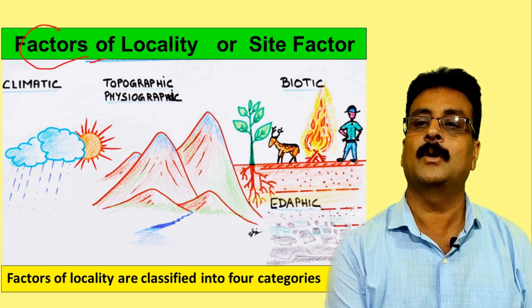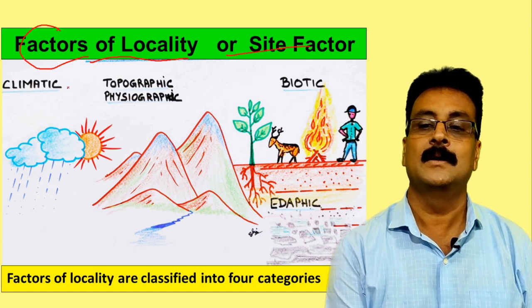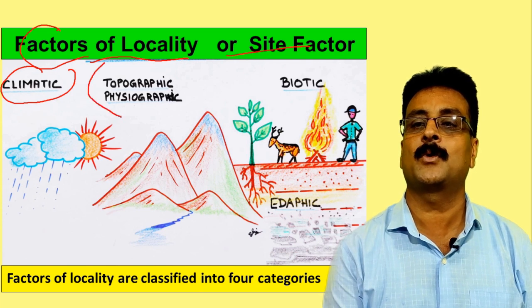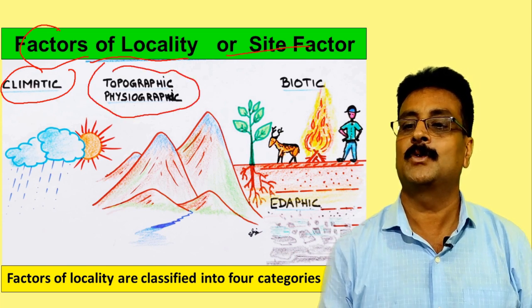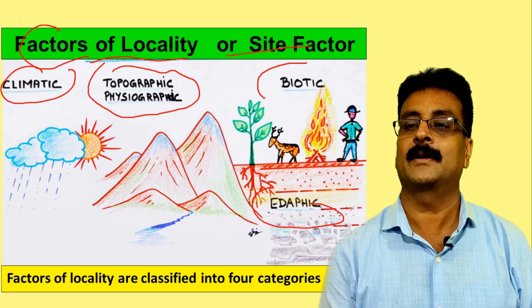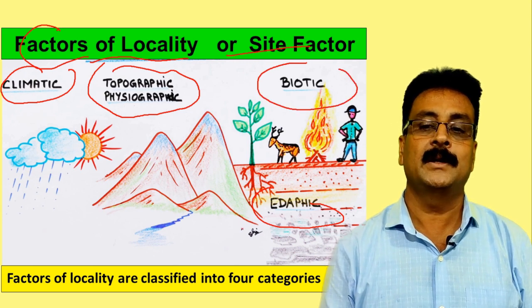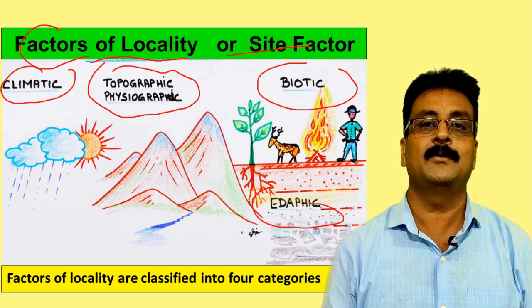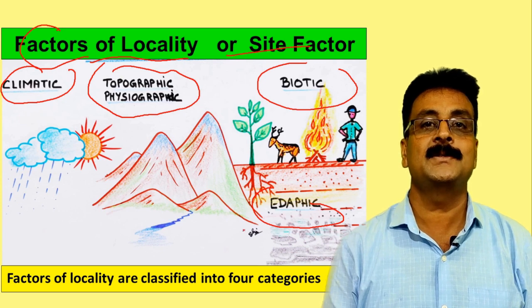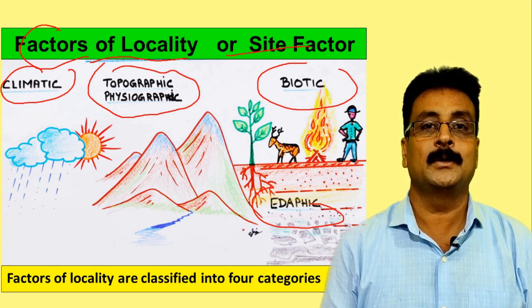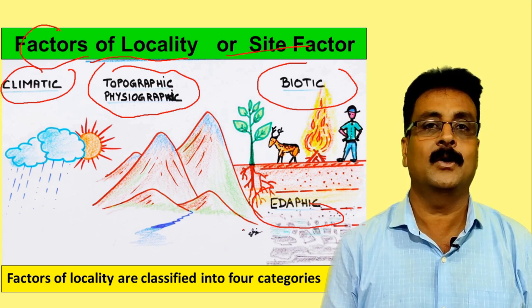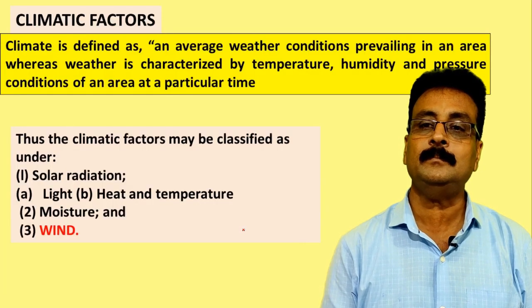This factor of locality or site factor is classified into 4 categories. Number 1 is the climatic factor, number 2 is the topographic or physiographic factor, number 3 is the edaphic factor, then the biotic factor. These factors all affect the vegetation in that particular area, and we should know what the effect is, which tree species are involved, and how their growth rate is affected by these climatic, edaphic, topographic or biotic factors.